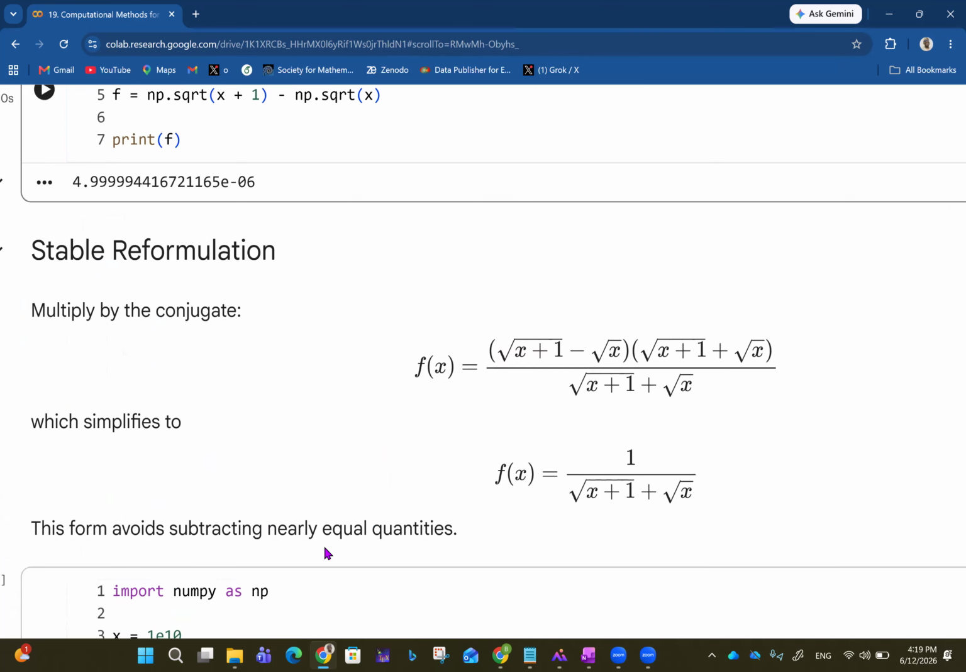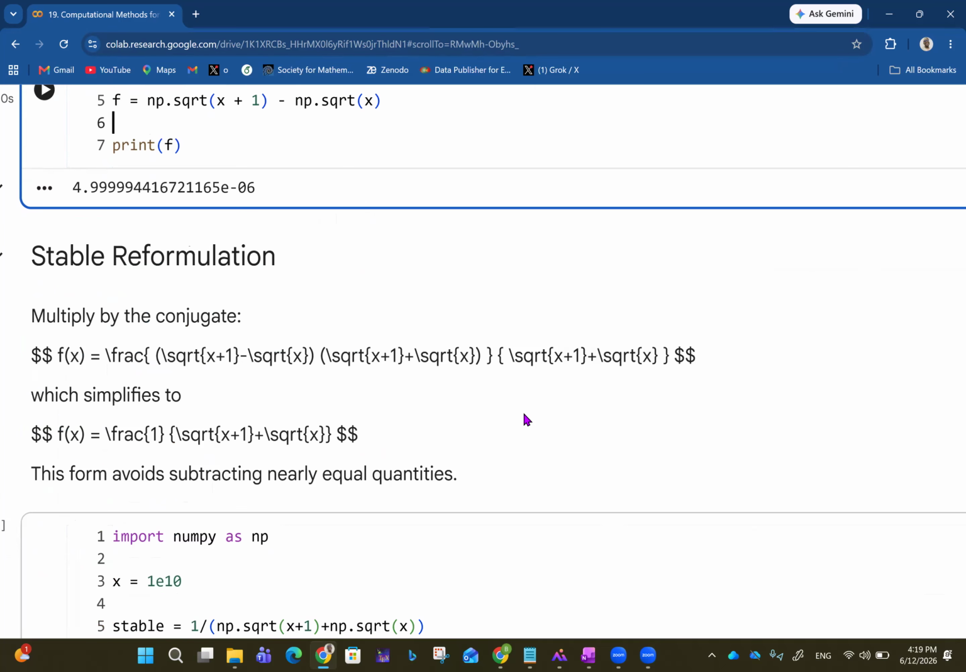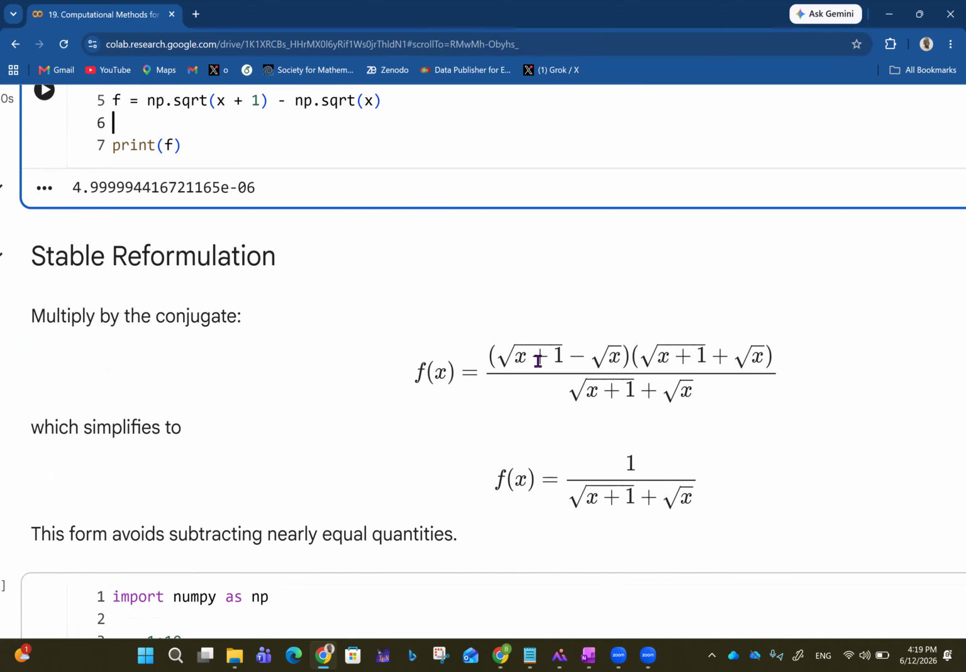Then we have stable reformulation. To reformulate that, you multiply by the conjugate to avoid catastrophic cancellation. The conjugate of square root of x plus 1 minus square root of x is square root of x plus 1 plus square root of x. You multiply up and down so that it looks like you're multiplying by 1. By the time you expand all that, you have square root of x plus 1 squared minus square root of x squared, so that's x plus 1 minus x. The x cancels, and you have only 1 left on top. So you have 1 over square root of x plus 1 plus root x.